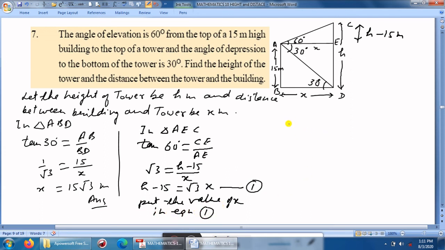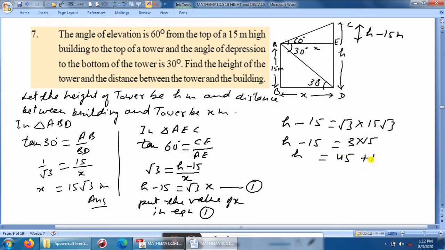So what will happen? It is h minus 15 is equal to root 3, x is 15 root 3, this one. So h minus 15 is equal to 3 into 15. So h is equal to 45 plus 15, and that is 60 meters. So it's your answer.